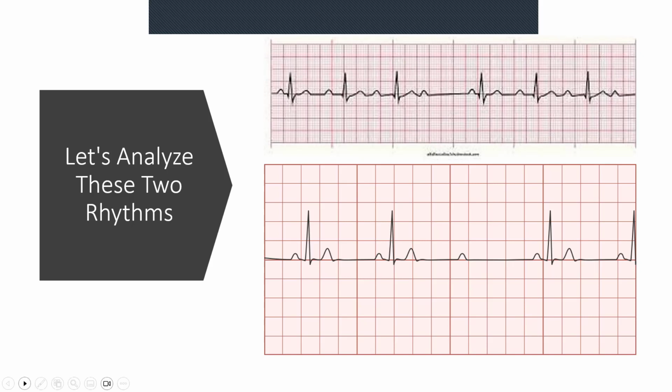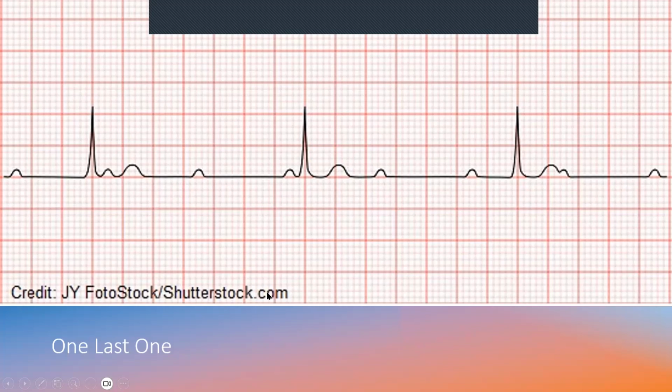So let's get to the last one. So this is obviously third-degree heart block. Okay, so what is third-degree heart block? Third-degree heart block means there's no relation between the atrium and the ventricle. Okay, now this is not the best example because normally you get wide QRS complexes, but it's just to give you an example that it can happen like this.